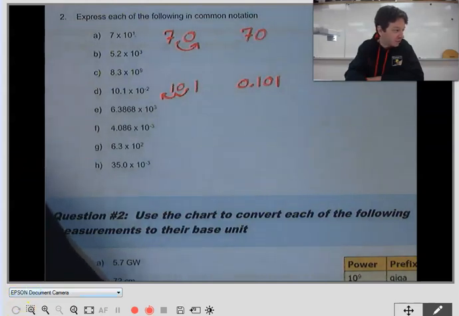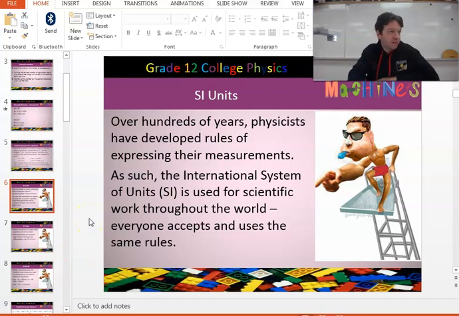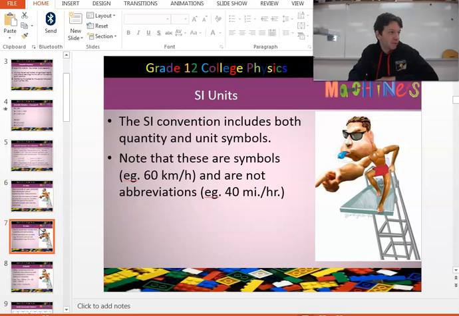Alright, so we're going to talk about units right now. And the units we use are called the SI units, which are the standard international units, which are used throughout the world. So some things to know about SI units.